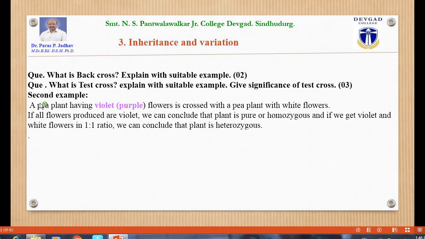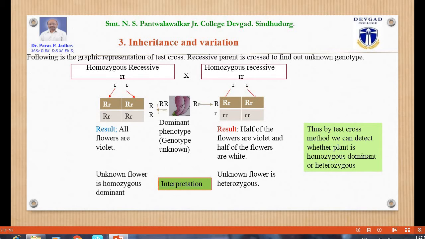Then a second example of test cross: a pea plant having violet purple flowers is crossed with a pea plant with white flowers. If all flowers produced are violet, we can conclude that the plant is pure or homozygous. If we get violet and white flowers in ratio 1:1, we can conclude that the plant is heterozygous. See here, this is a graphic representation of test cross.